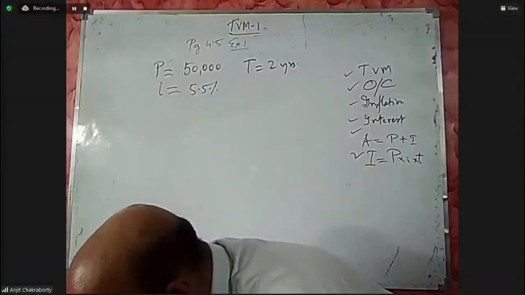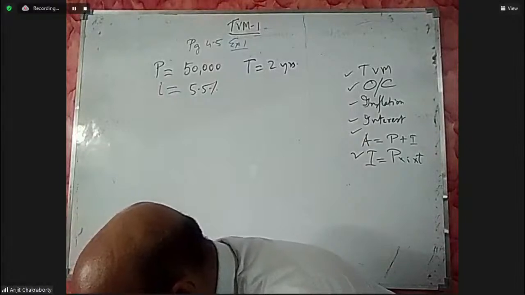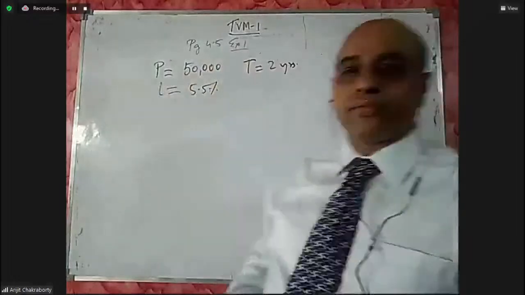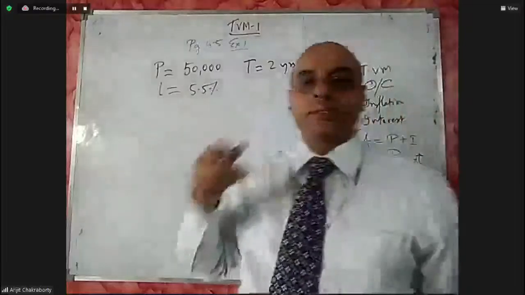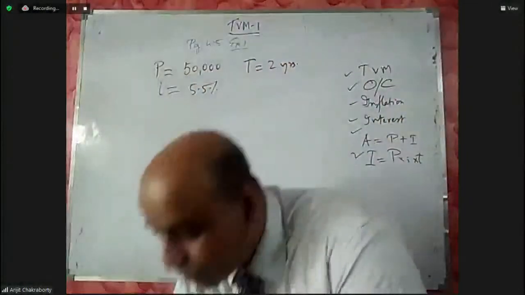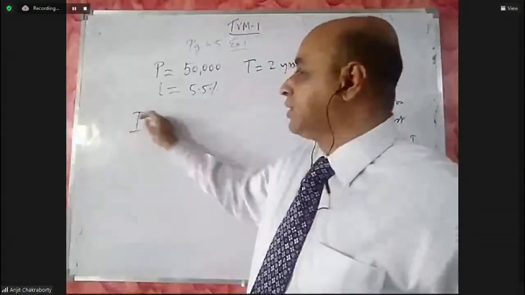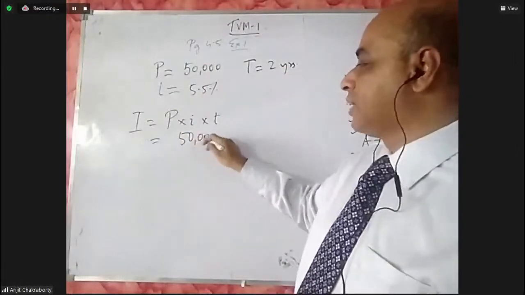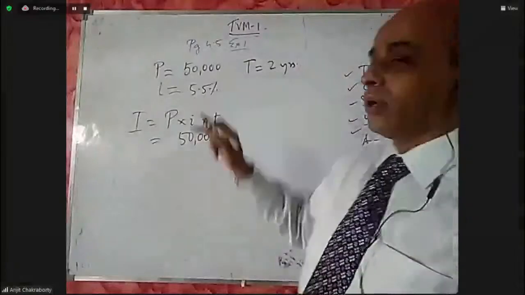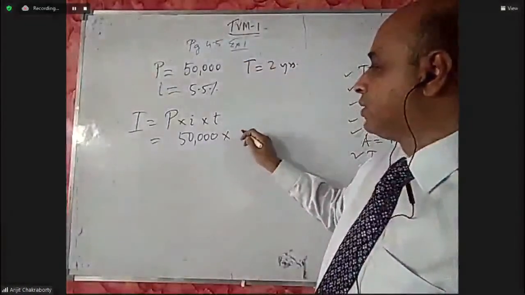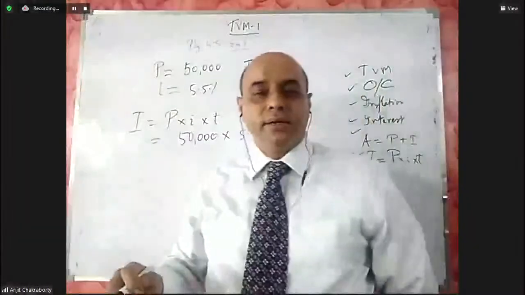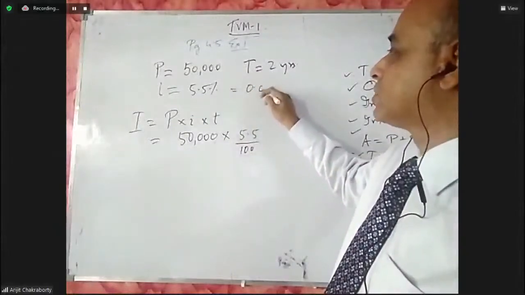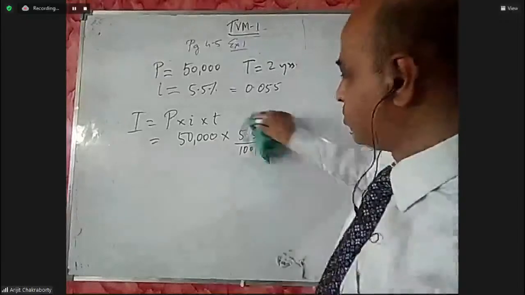Right. So once again, please see that the interest rate here is 5.5%, and the principal amount is 50,000. The time is 2 years. So what will you do? The interest formula is I equal to principal into interest rate into time. So the principal amount is 50,000. I will write 50,000 here. The interest rate is 5.5. Okay. So I will write 5.5, but then this is upon 100. Okay. So 5.5 by 100. Or you can put it in this way, 0.055. Okay. So let me write 0.055 here.